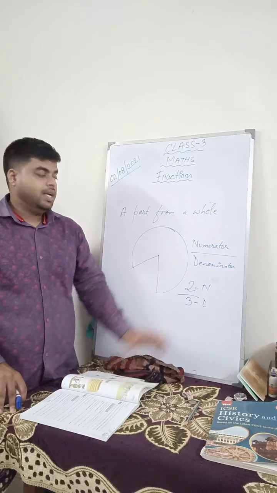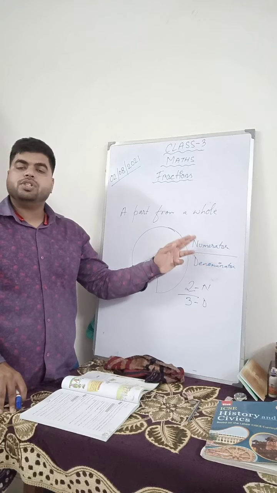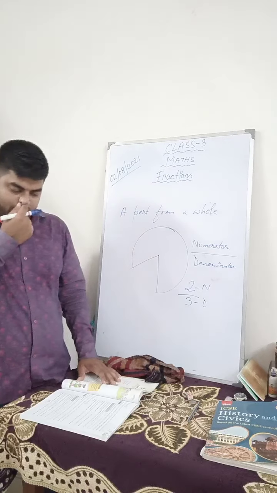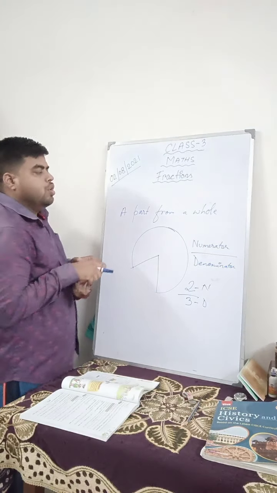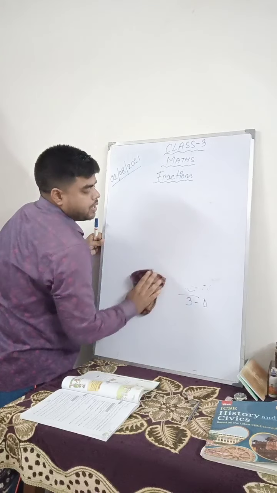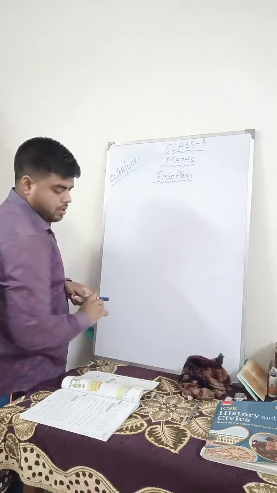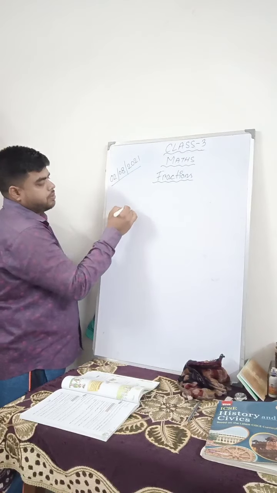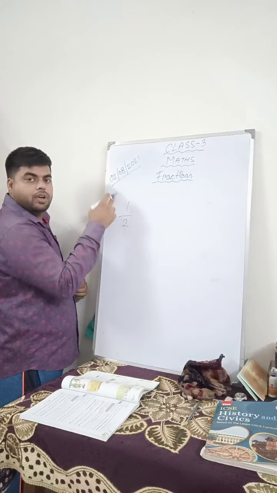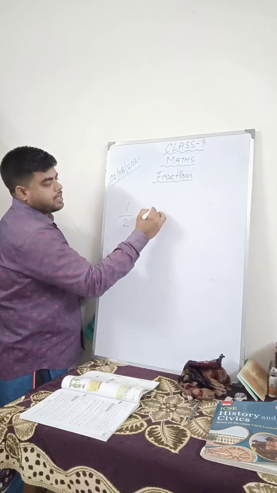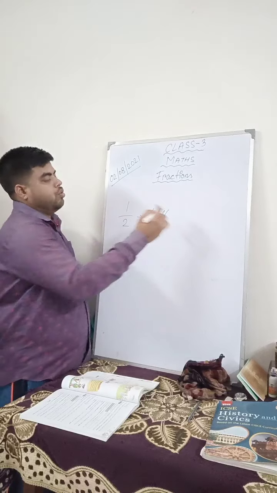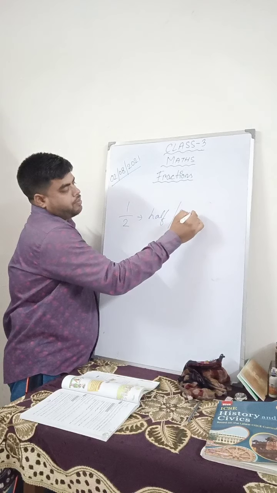So remember children, the number written at the top is known as the numerator and the number written at the bottom is the denominator. Now we have a few names. You have to know how we write the number names of fractions. Like this one: out of 2, 1 is left or 1 is taken. We write this as half. Either we write half or we can write 1/2.